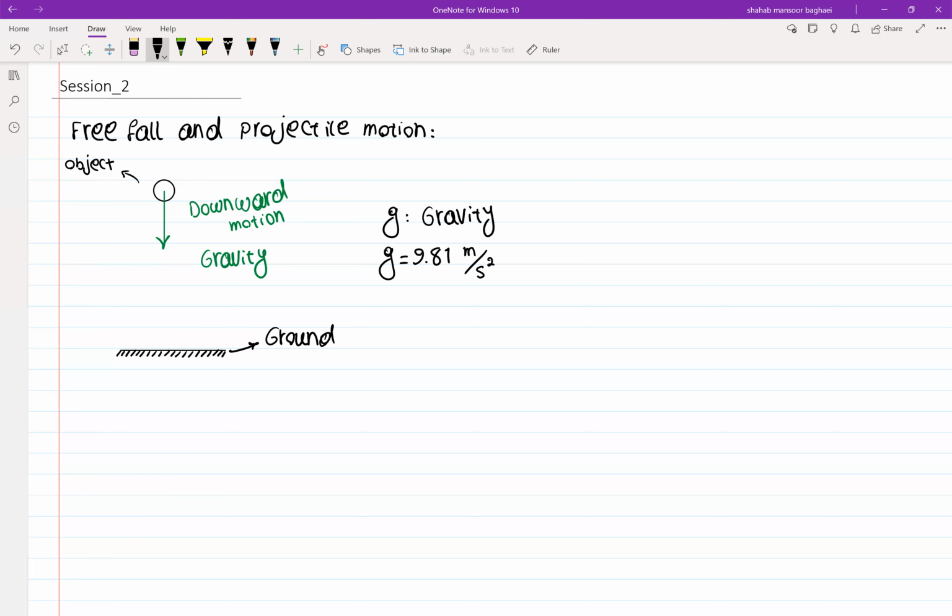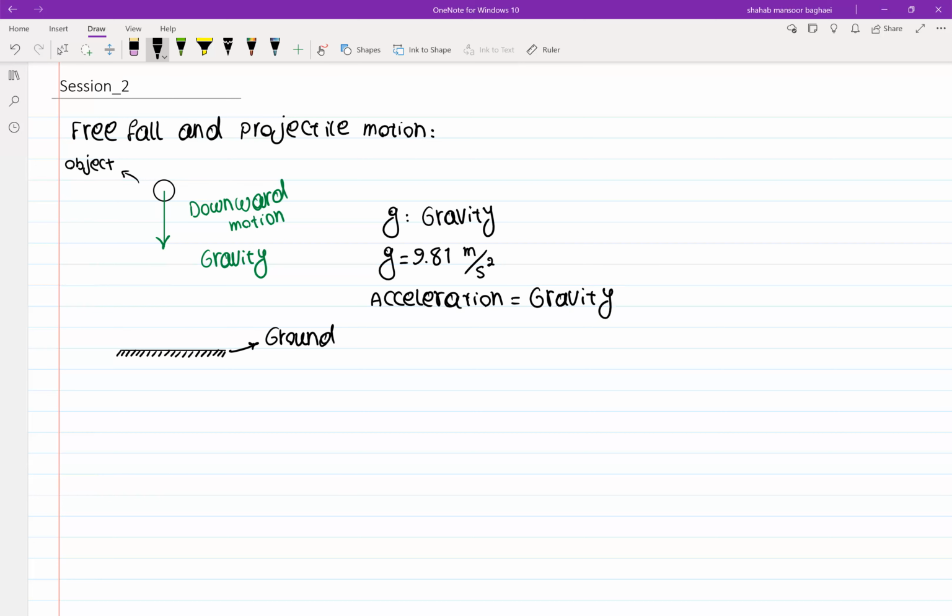But if you are very far from Earth planet, at that moment, gravity is different. Now you have to find this value for that specific location. Therefore, for a falling object, there should be an acceleration, and this acceleration is equal to gravity. I'm talking about only a falling object.